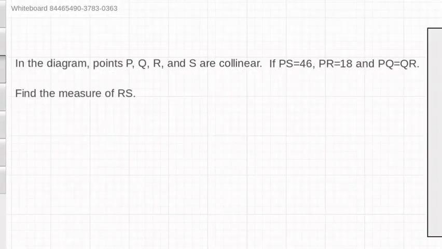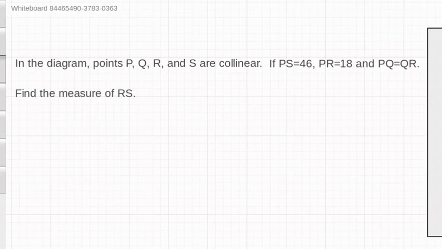Alright, let's do another one. In the diagram, points P, Q, R, and S are collinear. If PS equals 46, PR equals 18, and PQ equals QR, find the measure of RS. So we know collinear means on the same line, and normally when collinear points are stated, they are in the order that they are given. So if we plug everything into our drawing, we get this.